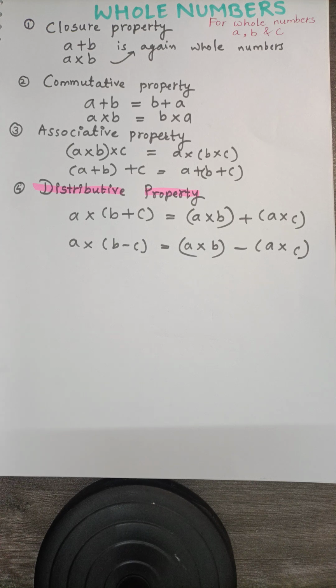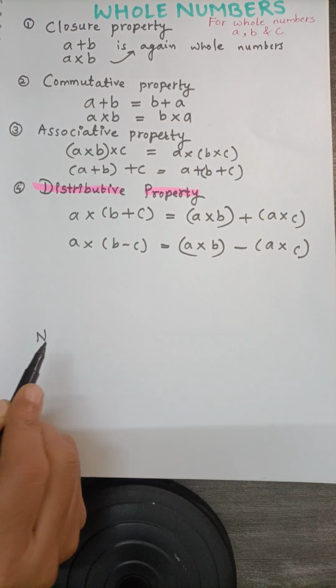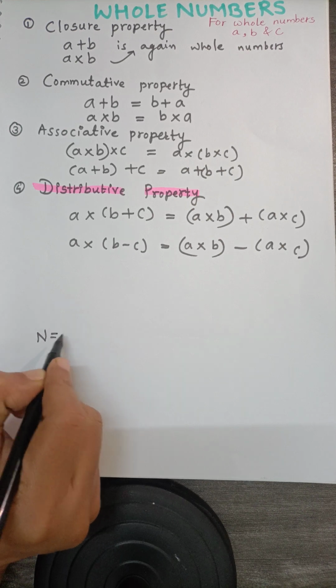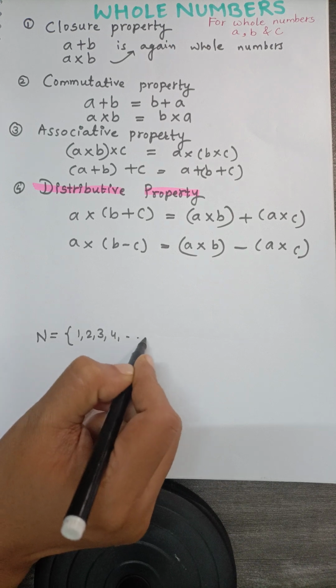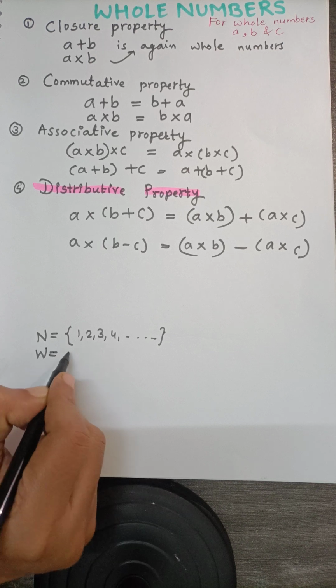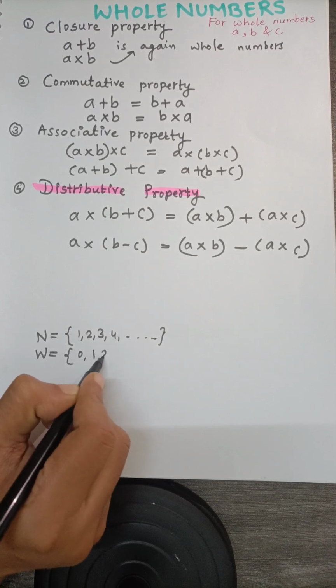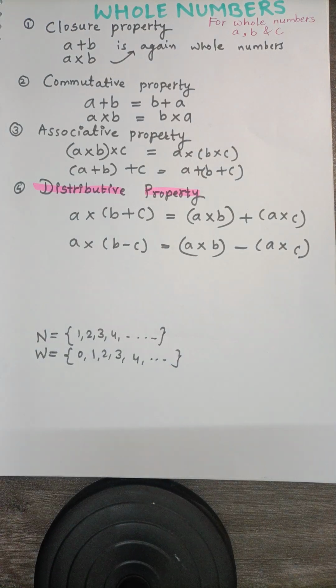Before starting that concept, what are whole numbers? We know that we have natural numbers, that means counting numbers. N is the set of natural numbers, and we know that we have counting numbers 1, 2, 3, 4, and so on to infinity. And if we include 0 in this set, we get the set of whole numbers: 0, 1, 2, 3, 4. Again, we have an infinite set of numbers that we call whole numbers.